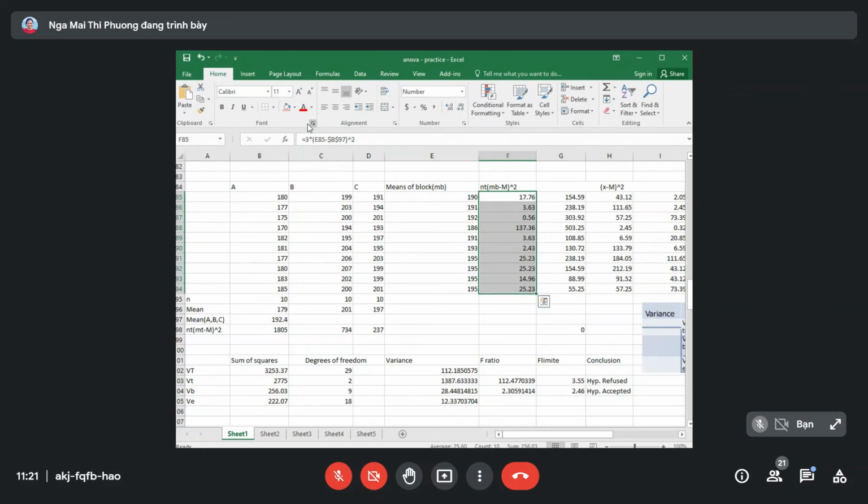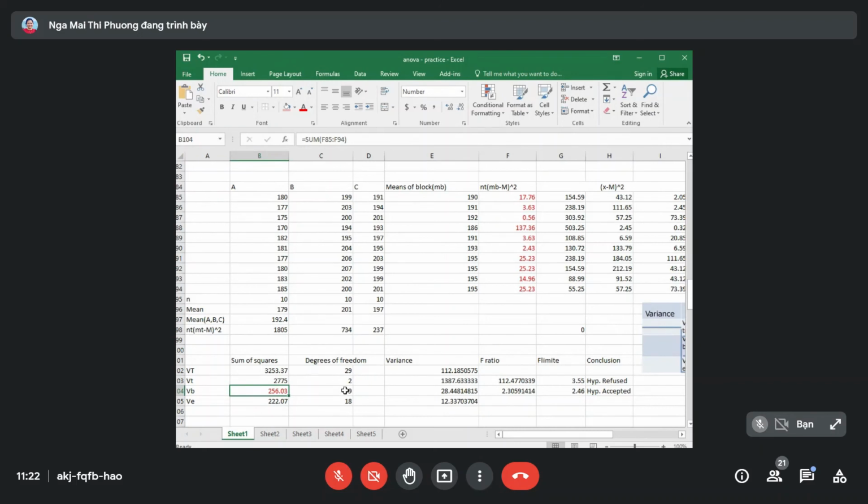You can see them in my Excel file. So you have 10 values here. Then you calculate the sum of square of the 10 values, which is 256.03. Do you have the same result? Yes? Okay. So you have the 10 sum of squares, and then you calculate the sum. The final result is 256.